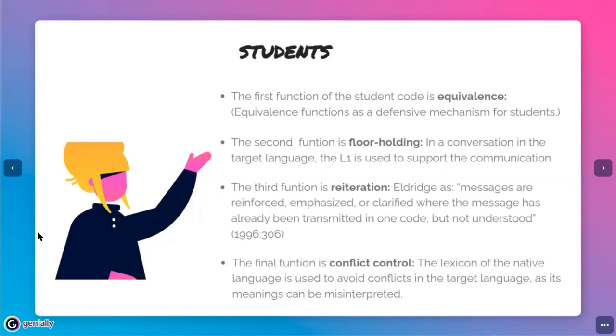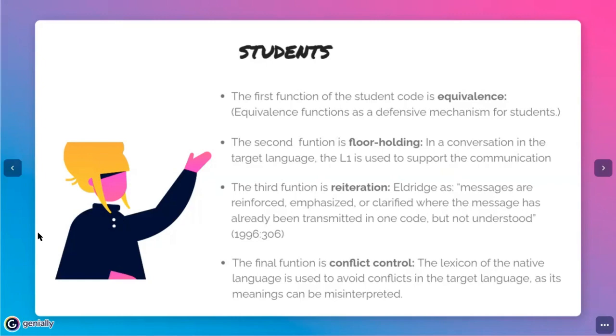The third function is reiteration. In that part, the message is repeated or clarified where the message has already been transmitted in one code but not understood. An example is when I try to say something, but I think that other students can't understand what I say, and I have to repeat the same information in my native language, so all people can understand what I'm saying at the moment.